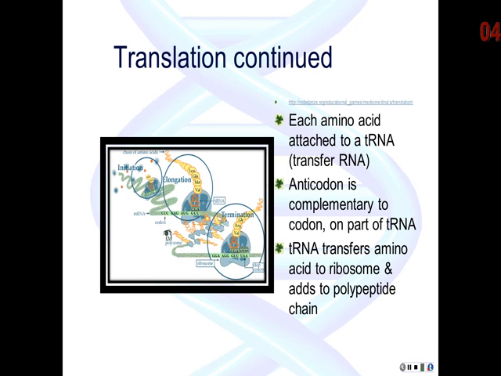Each amino acid is going to be attached to a tRNA. On one end of the tRNA there is going to be an anticodon, which will be base pairs complementary to the codon. The tRNA is used to transfer the amino acid to the ribosome, and the ribosome will add the amino acid to the growing polypeptide chain. After the ribosome picks up the amino acid, it will move on to the next codon to read the next step.